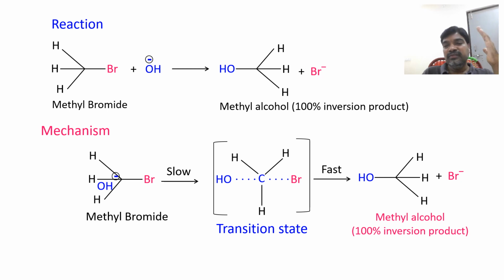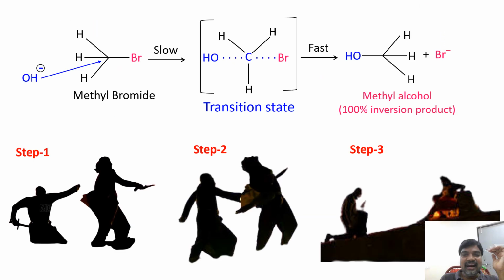However, in SN1, 50% retention and 50% inversion product is formed. But in SN2, 100% inversion product is formed. This I usually compare with Bahubali for easy understanding for my students. The old tradition is to compare with an umbrella, but that is very old for me. That's why I want to compare with Bahubali, which is a new trend. So I hope you will enjoy this comparison and remember it for a long time.